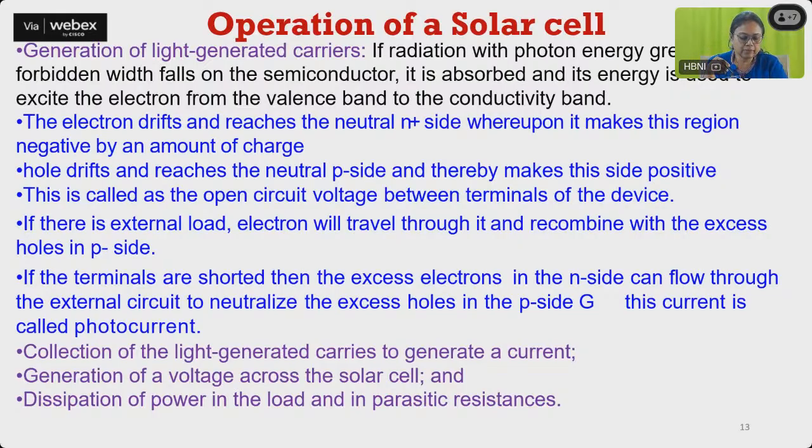So collection of the light generated carriers to generate a current, generation of a voltage across the solar cell, and dissipation of power in the load and parasitic resistance is the main point of operation of any given solar cell.